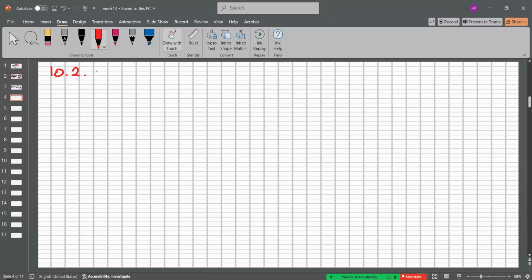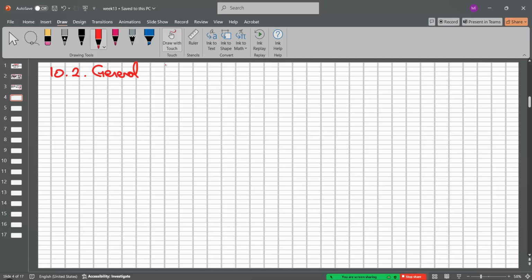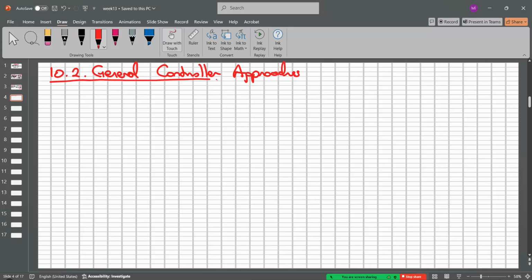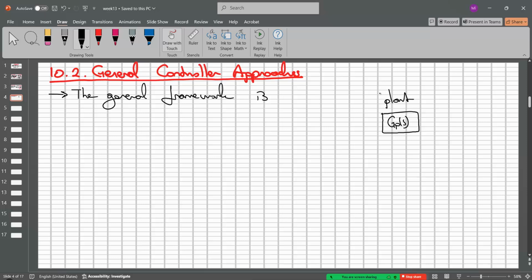There are no questions, and so we need to give the general structure of the controller approaches. The general framework for a control system contains these block diagrams. First of all, we have the Gps. These are the plant or physical systems, guys. Okay, and so this system generates the Cs. This is the controlled signal.